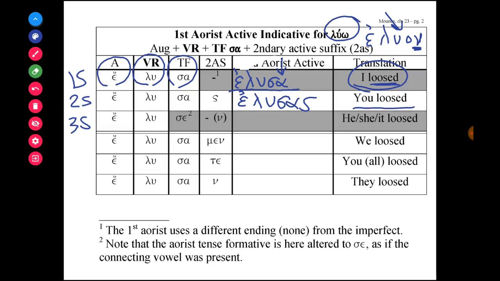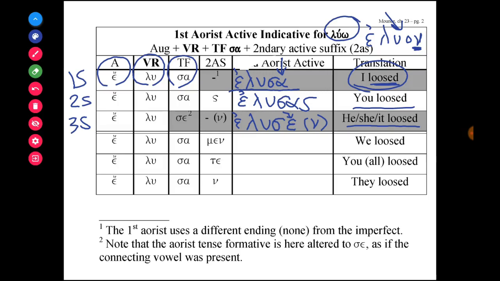How do I say he, she, it loosed? Take the augment, take the verbal root, add to it a modified form of the third person singular suffix, which is sigma, and here instead of an alpha, we actually do use a connecting vowel, the epsilon, and then we have a movable nu. So ἔλυσε or ἔλυσεν are both ways to say he, she, it loosed.